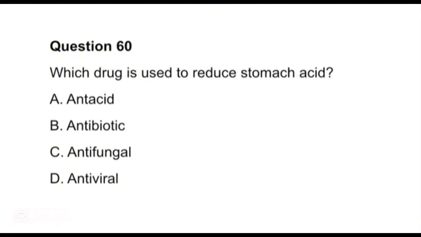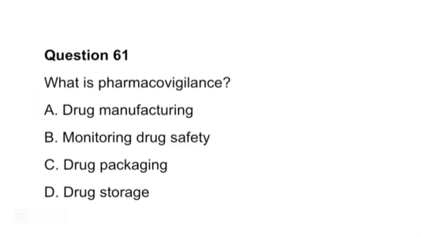Question 60. Which drug is used to reduce stomach acid? A. Antacid. B. Antibiotic. C. Antifungal. D. Antiviral. Correct answer, A. Antacid. Question 61. What is pharmacovigilance?